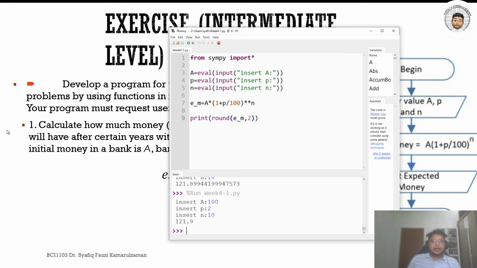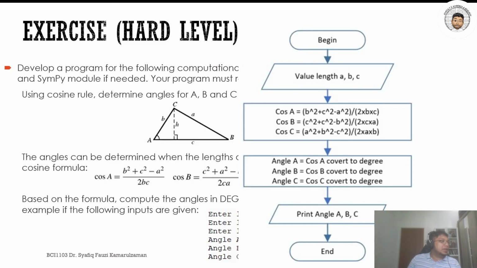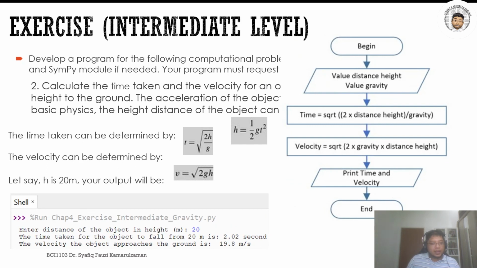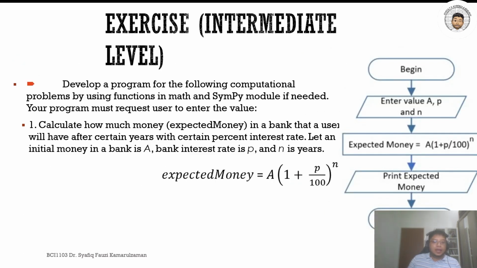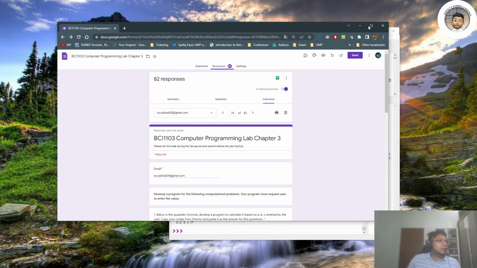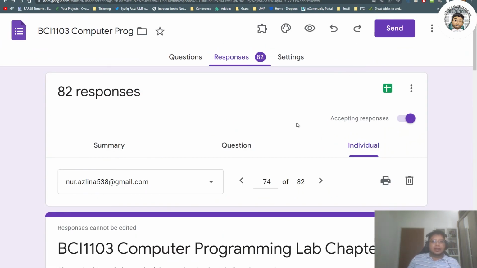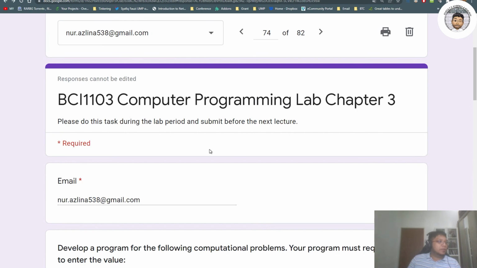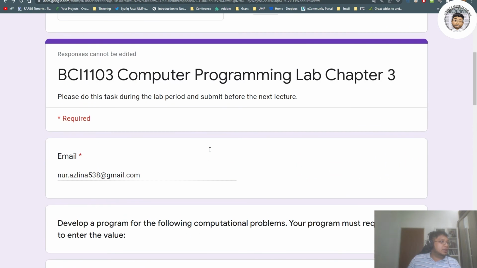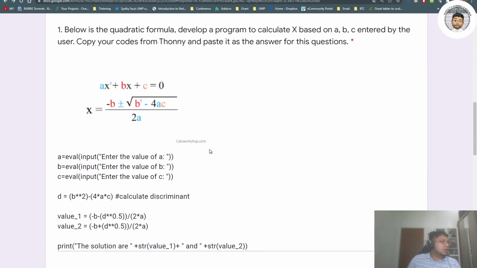Before we end, I would like to introduce the answer for last week, and also we need to take attendance. I think we have this intermediate level and also the hard level. I will put it inside your lab sheet later on. Before we end, I would like to open the lab sheet for last week. I'll take a sample answer from your friend. I just take this one, randomly open. Nur Azlina. I think she's from another section, or this section, I'm not sure.